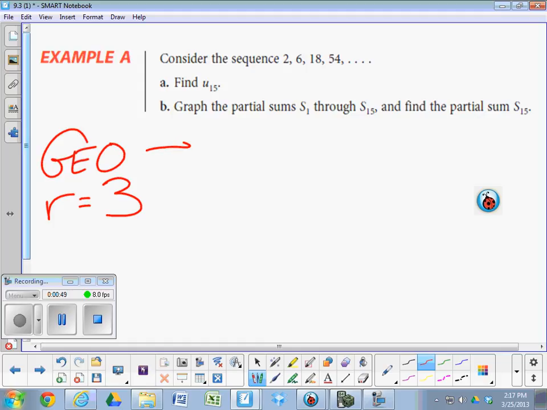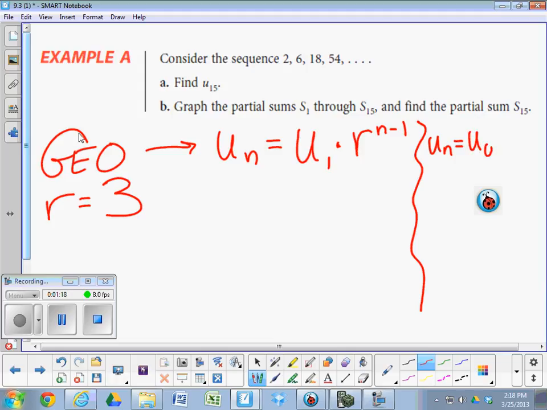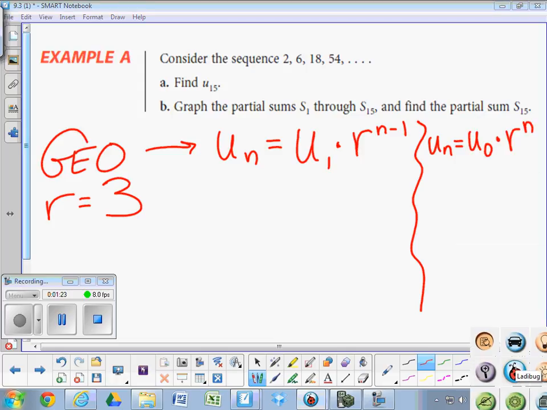And geometric goes a little something like this. UN equals. Do you like the one that starts with U0 and then has R to the N, or U1 times R to the N minus 1? You like U1? Okay. So the formula goes U1 times R to the N minus 1. If you don't like this way of saying it, you could do the problem with UN equals U0 times R to the N. Not to confuse you, but I might do both.